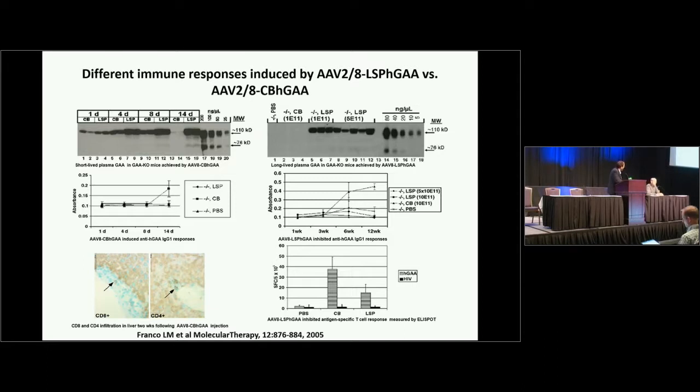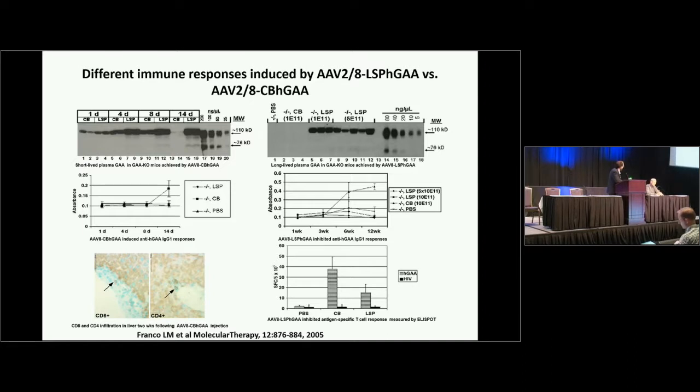So if we look at the short-term presence of GAA, the GAA precursor in plasma over the first days following vector administration, we see a nice production for either the CB or LSP-containing vector, but then a dropout for the CB-containing vector at day 14 that corresponds with anti-GAA IgG1 formation. And we can see for the long term continued production with the LSP, but a lack of production of GAA into the plasma for the CB-containing vector, and only the CB-containing vector provokes anti-GAA antibodies for the long term, 12 to 24 weeks.